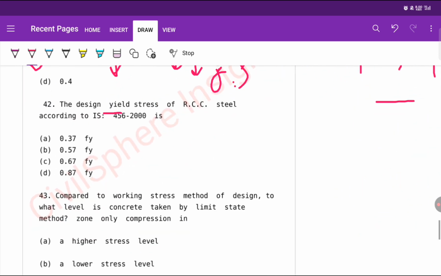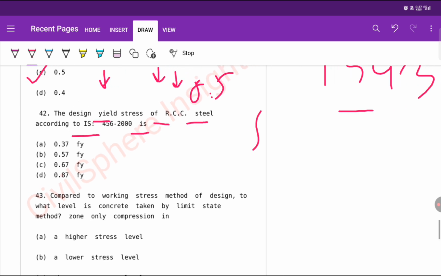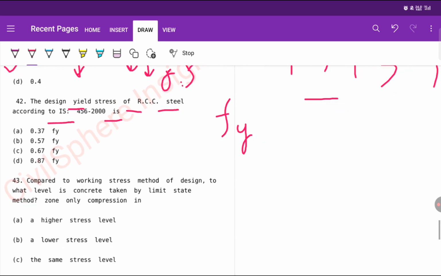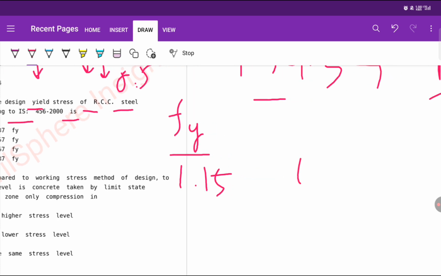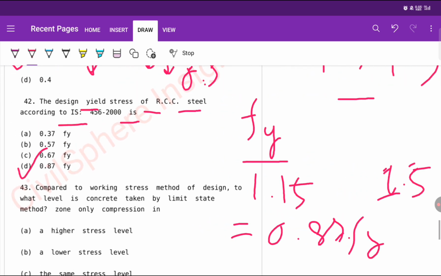The design yield stress of RCC steel according to IS 456-2000 is what? In the lab we get fy, the yield stress. But for design strength we don't take fy; we divide by a factor of safety, that is 1.15. For concrete we take 1.5, because in steel we have better control of quality. So here we take less, and it becomes 0.87 fy. So option D is the correct answer.